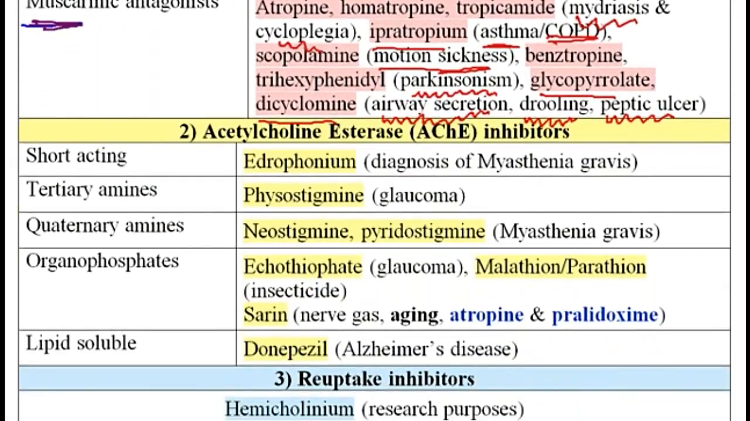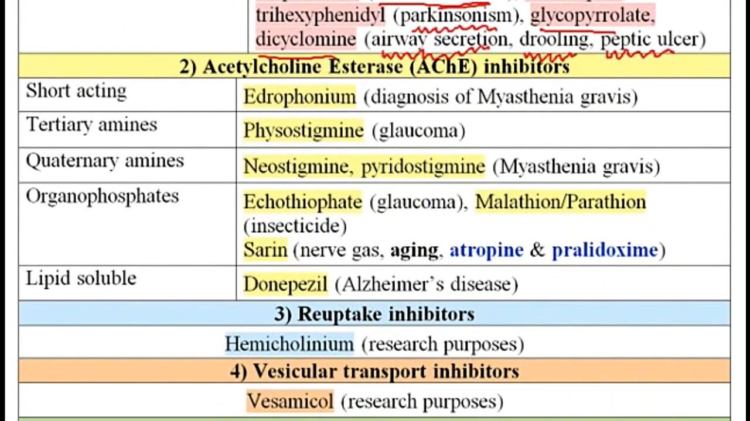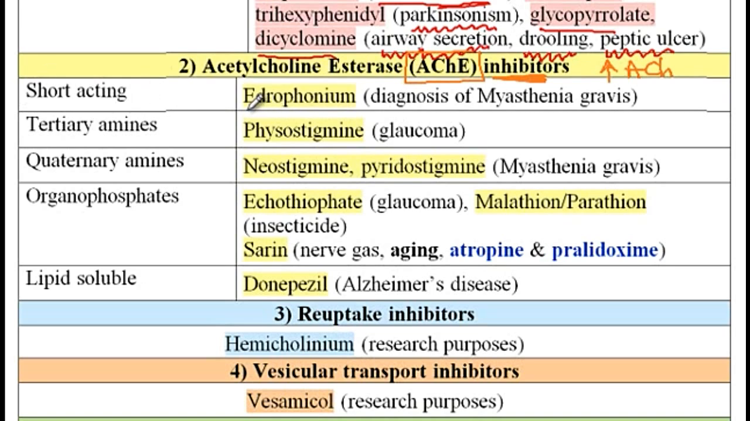The next class of medications are acetylcholine esterase inhibitors. As I discussed earlier, acetylcholine esterase is the enzyme that will break down acetylcholine in the synaptic cleft. So if you provide patients with acetylcholine esterase inhibitors, then there would be an increased concentration of acetylcholine in the synaptic cleft.